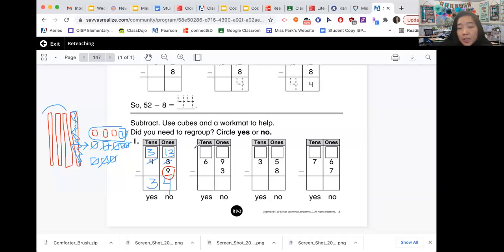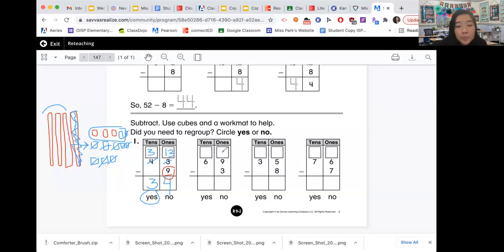Did we need to regroup? Yes. If you ever use these boxes up here, that means you did need to regroup. If you circled the bottom number, more on the floor, go next door and get 10 more, that is called regrouping. When you borrow from next door, it is called regrouping. So yes. Okay, next one.